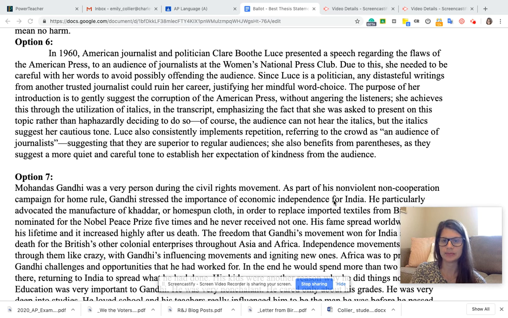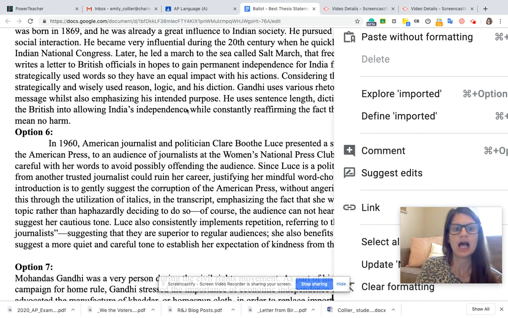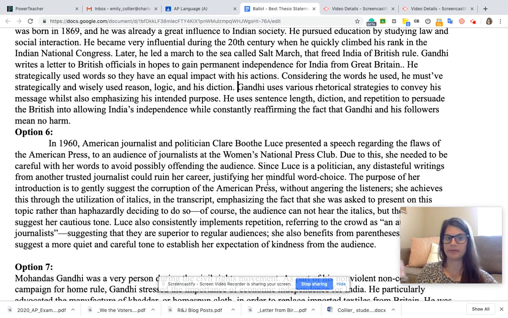Okay, last one, I promise. I'm going to do 6 through 9 here really quickly. Again, a lot of it's becoming very redundant, right? So number 6.